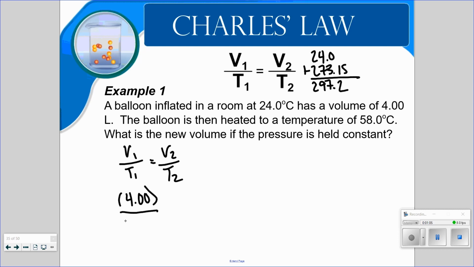So I'm going to plug that in, 297.2 Kelvin. We do not know my new volume, so I'm going to leave that as my variable V2. And then I'm going to plug in my temperature, which is 58.0 degrees Celsius. Again, I have to convert that to Kelvin. So 58.0 plus 273.15, and I get 331.2.